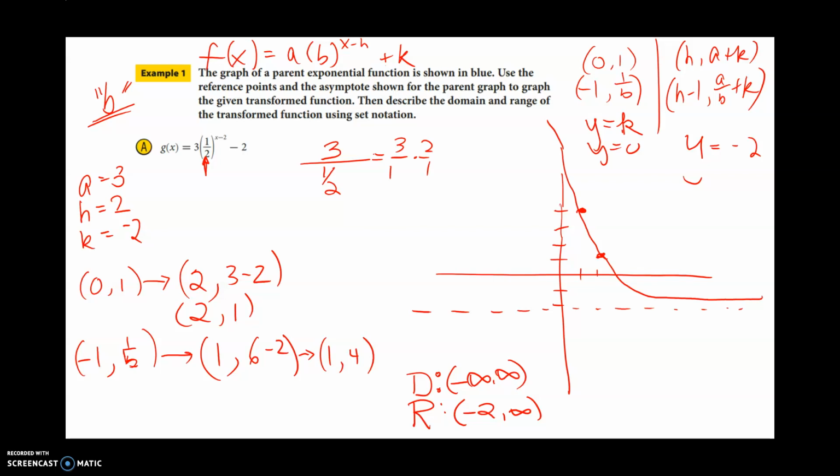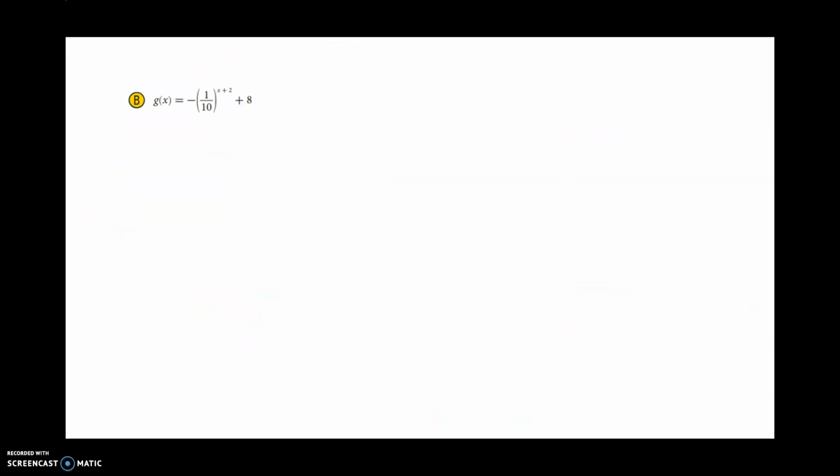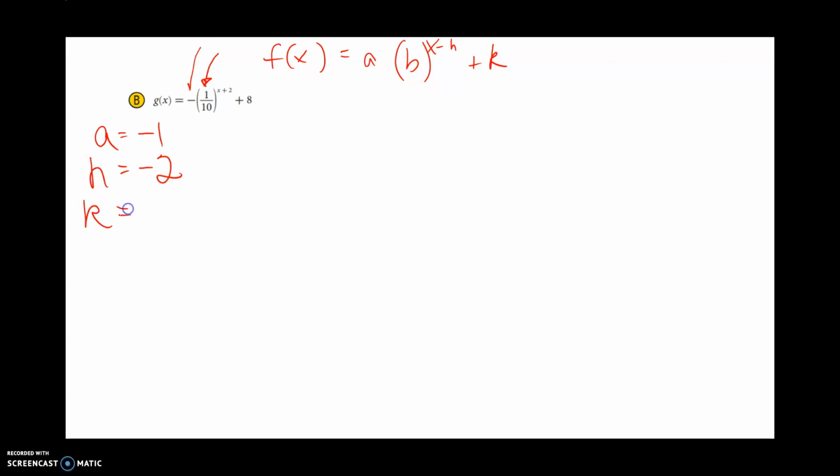All right, let's look at another example. To help us out, I'm going to write our a times b to the x minus h, plus k. So look at this problem, guys. What is a? A happens to be negative 1. We don't have to worry about b, the exponential decay part of it, it's 1 over 10. H equals negative 2. K equals 8.